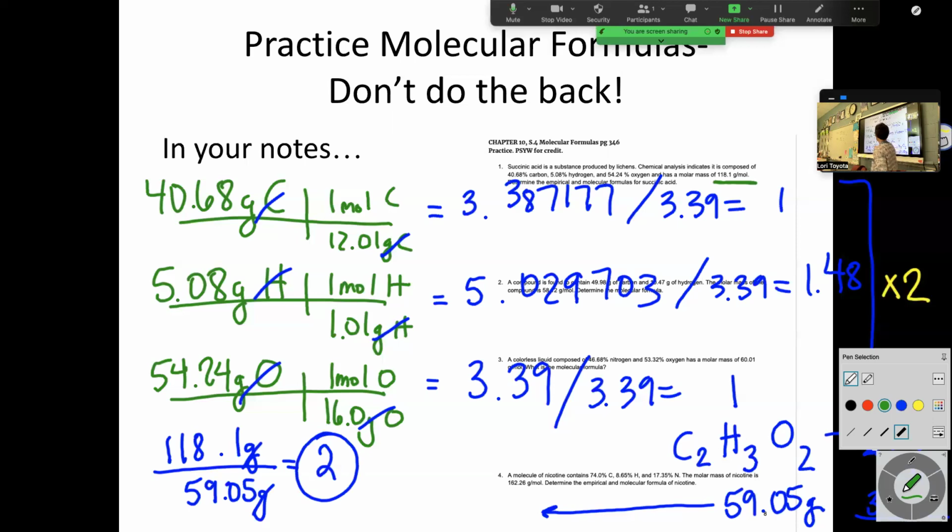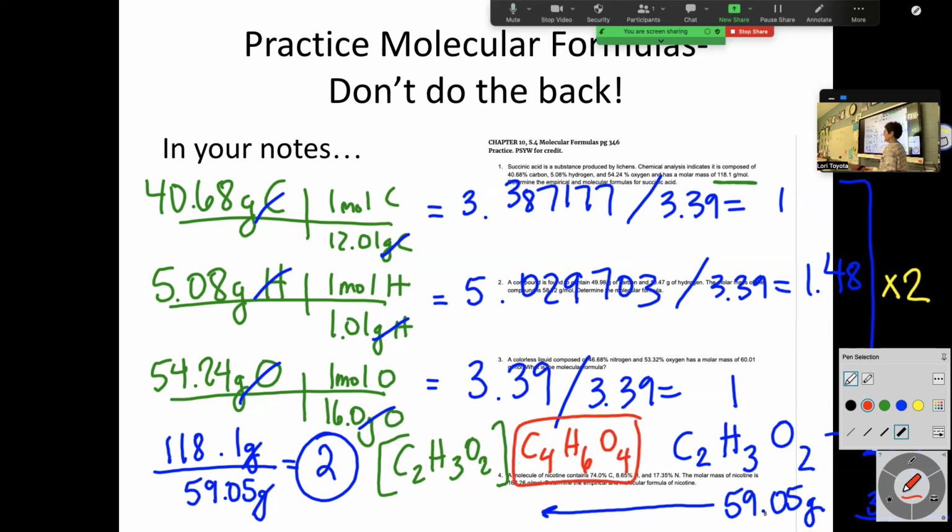So we're going to take this 2 and multiply it by C2H3O2. And that's going to be our answer. So it is C4H6O4. That's the answer.